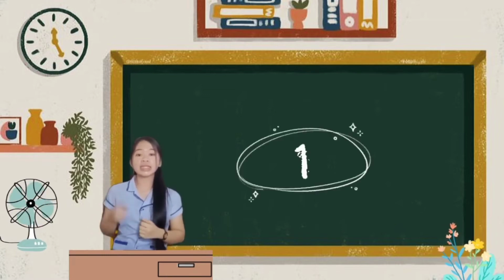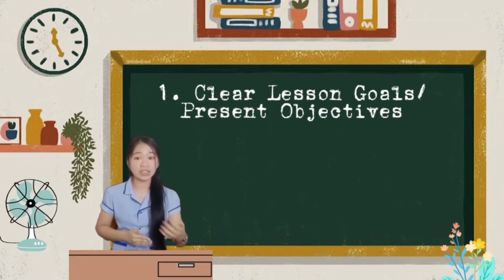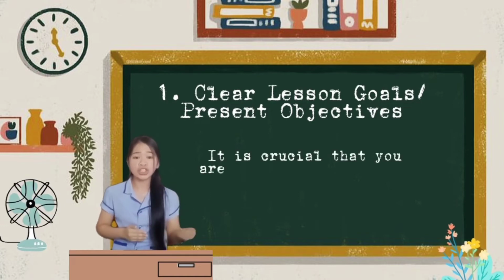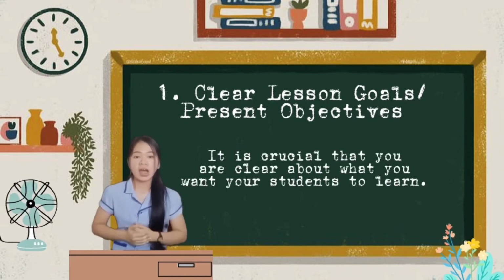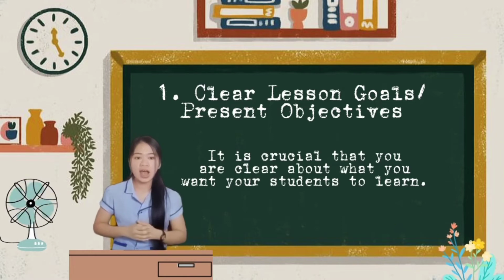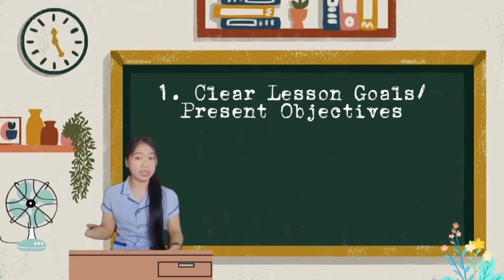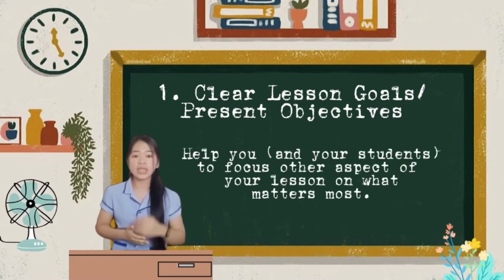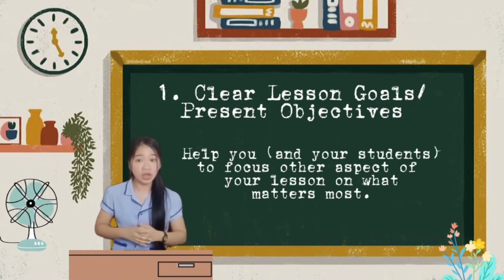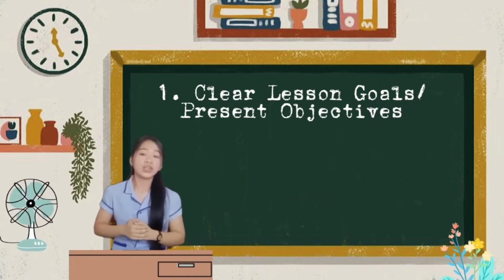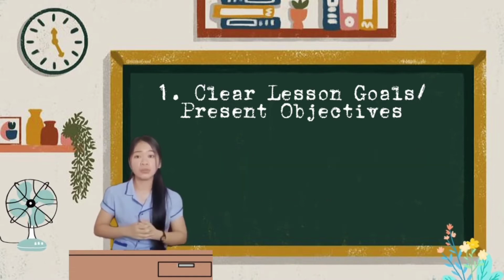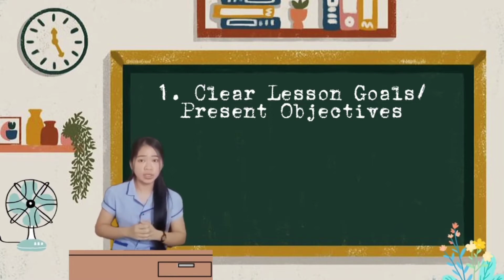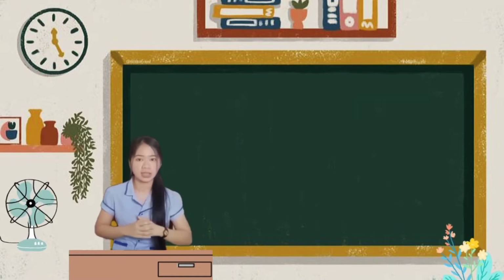The first one is clear lesson goals or present objectives. It is crucial you are clear about what you want your students to learn during each lesson. Clear lesson goals help you and your students to focus every other aspect of your lesson on what matters most. Of course, as a teacher, you must present the objectives and the clear lesson goals so that the students will know the flow of each lesson.